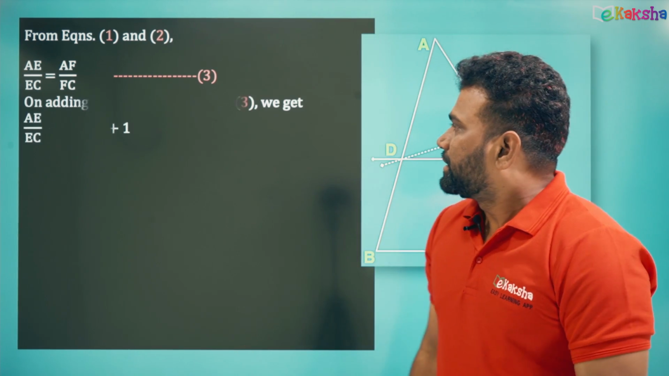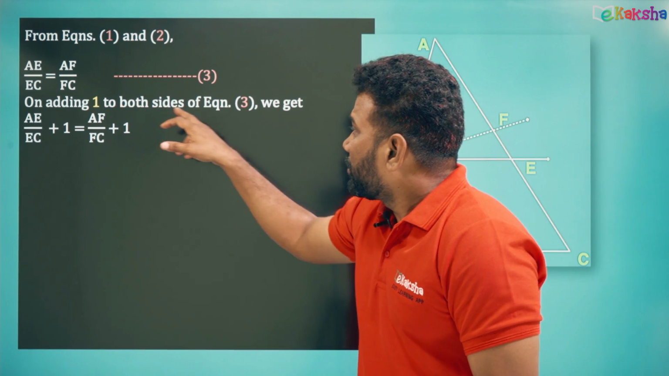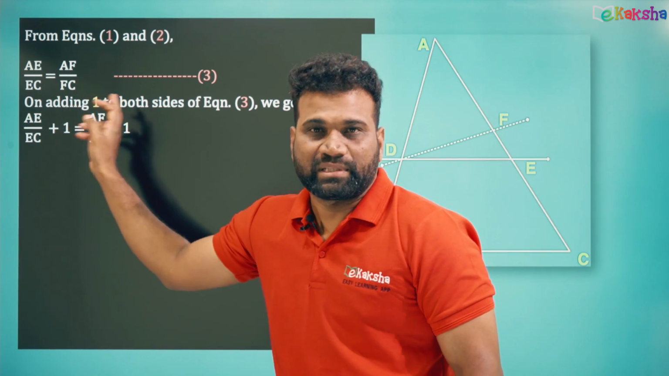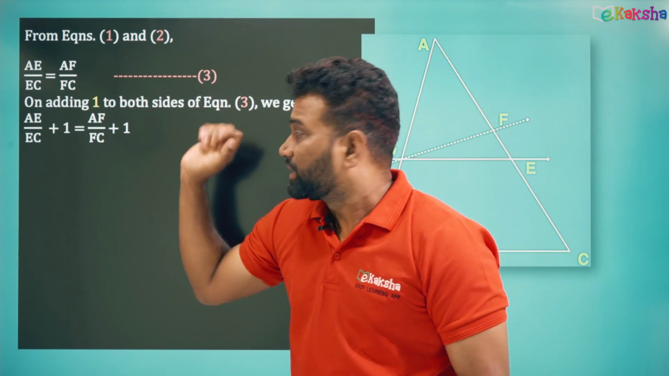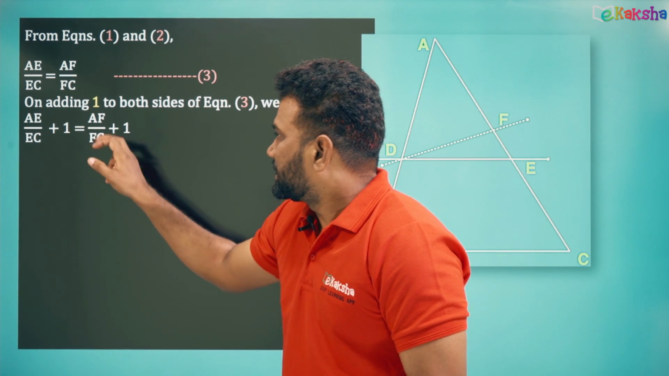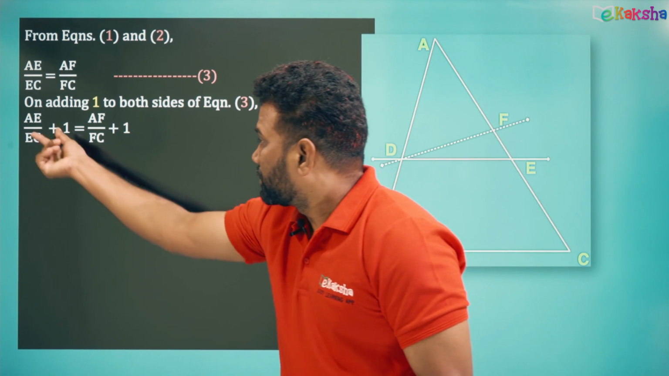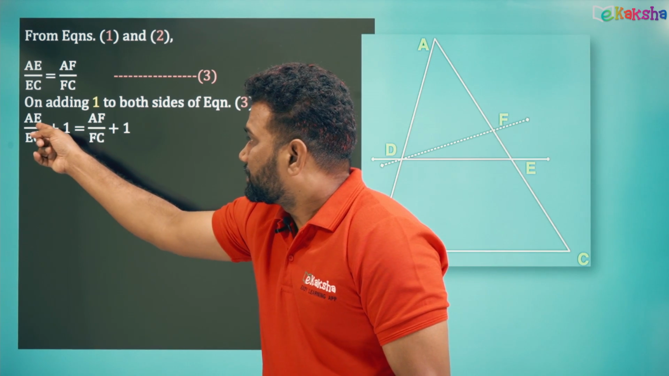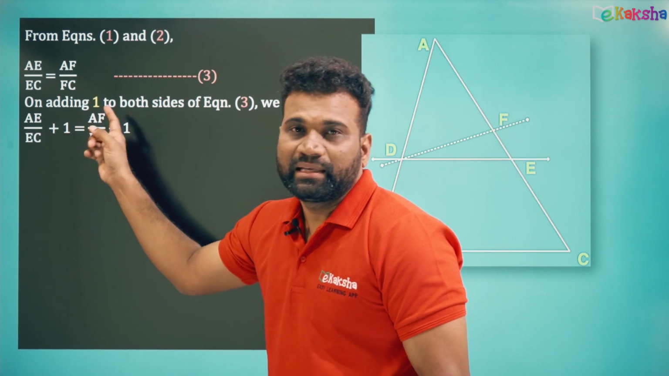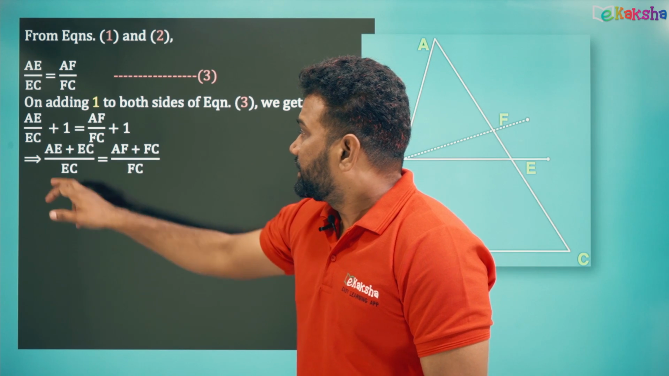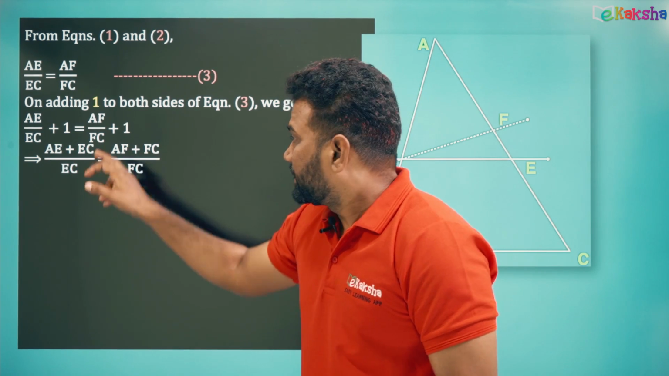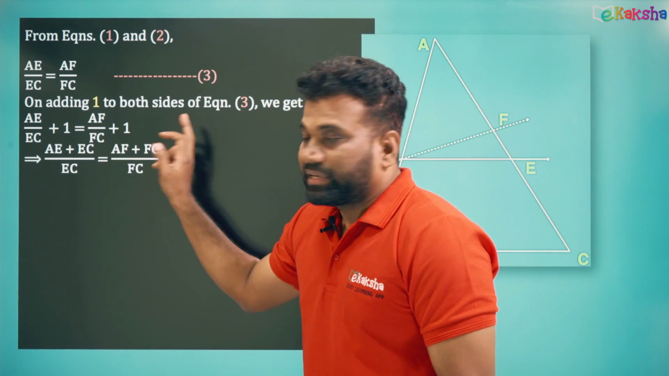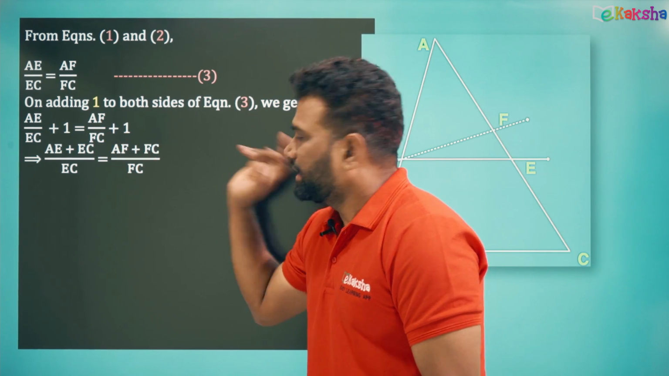Clear? Now, on adding 1 on both sides of equation 3, we get AE over EC plus 1 is equal to AF over FC plus 1. On adding, take LCM, EC. EC divides EC one time, so AE plus EC into 1, over EC. Same you can see here, AE plus EC over EC. Here FC is the LCM, FC divides FC one time, so AF plus FC into 1, over FC.